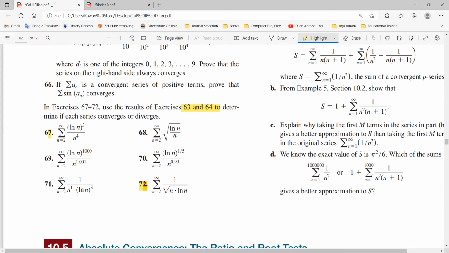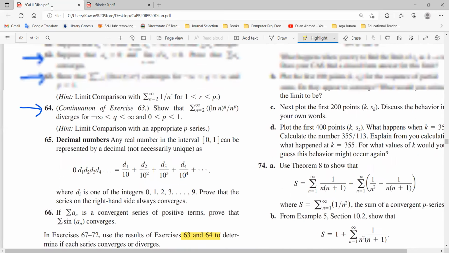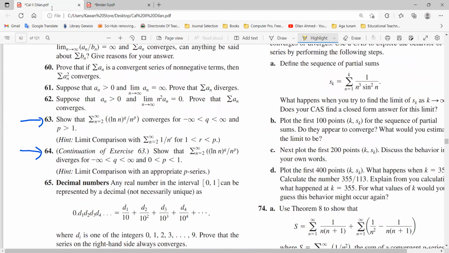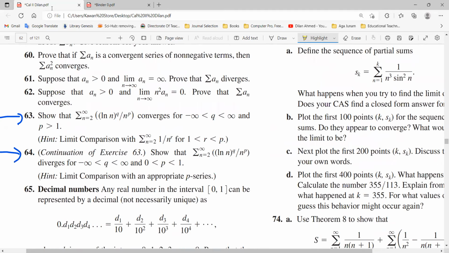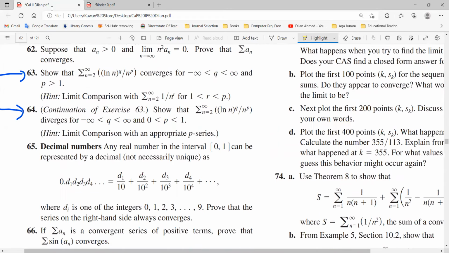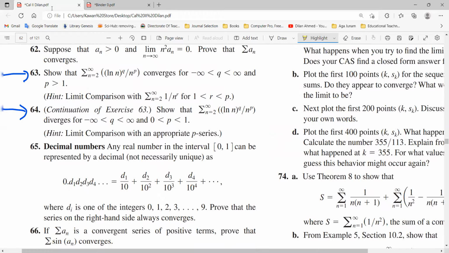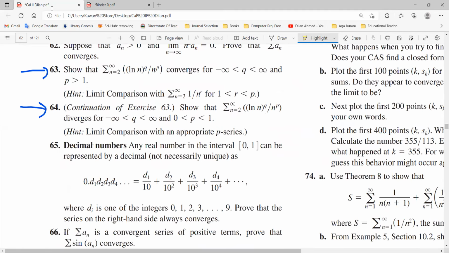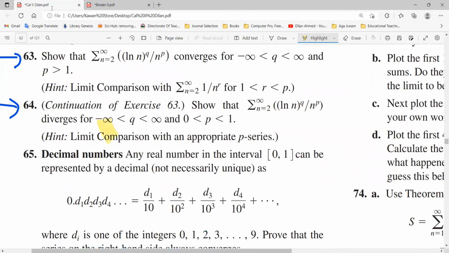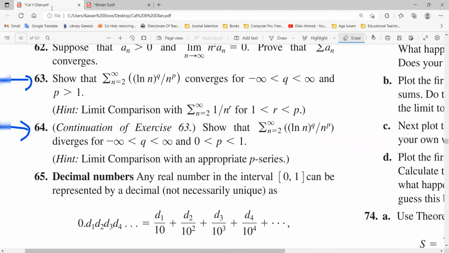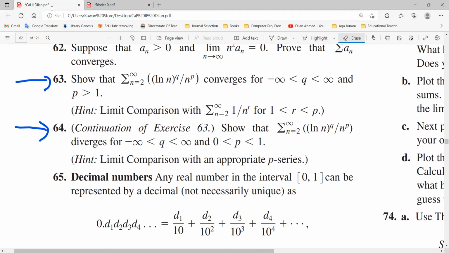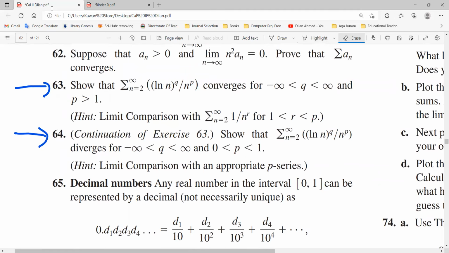This is the key. So let me give you the clue about the 63 and 64. Just read it for me and let me give a conclusion. Yalla. Read and give me the conclusion. Clear, right?